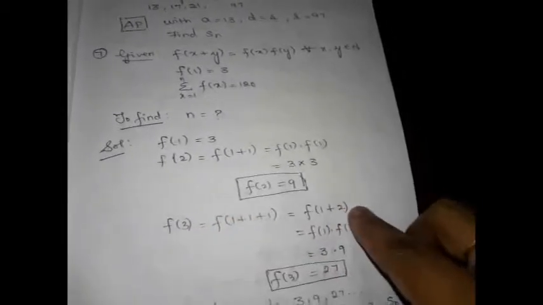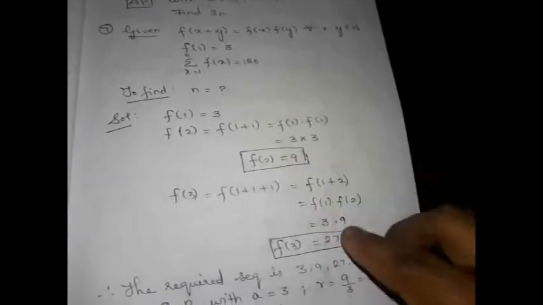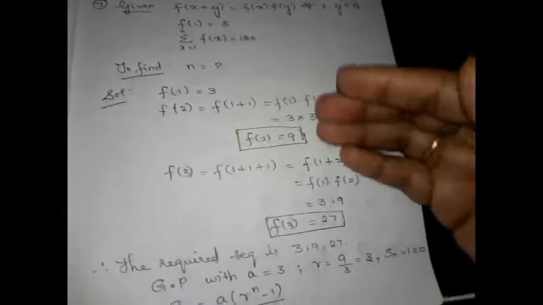Then f of 3 can be written as f of 1 plus 2, right? Which is f of 1 into f of 2, which is 3 into f of 2. We found it as 9, which gives 27. Likewise we can find the rest.